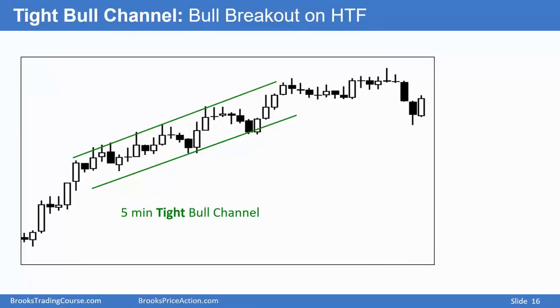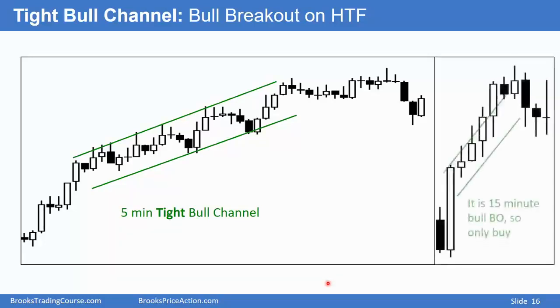This is a bull channel and it's very tight. Pullbacks are brief, do not fall many bars. Very difficult for bears to make money even with limit orders. On a higher time frame chart, a tight bull channel like that is going to be a breakout. 5-minute chart, tight channel, 15-minute chart, it's a breakout. And because it's a breakout on the next higher time frame chart, it's better only to look to buy on the 5-minute chart.